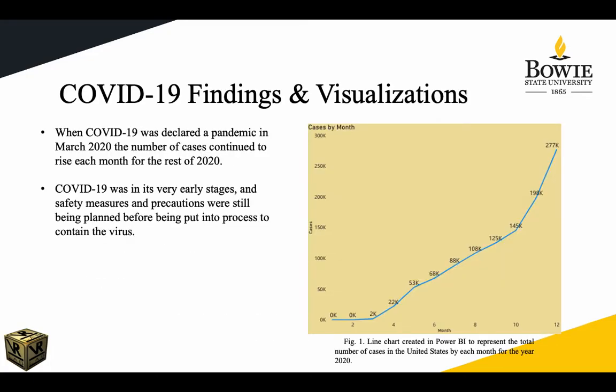All right, so I first utilized Power BI to create visualizations on COVID-19 data. Before the coronavirus was declared a pandemic, there were no cases of COVID-19. But when it was declared a pandemic in March 2020, the number of cases continued to rise each month for the rest of the year 2020. COVID-19 was in its very early stages, and measures and precautions were still being planned before being put into process to contain the virus. In this visual here, you can just see the number of cases by the month for the year 2020.